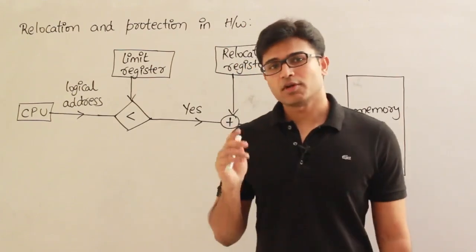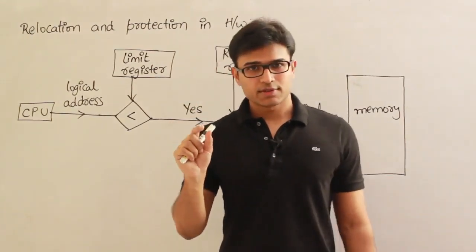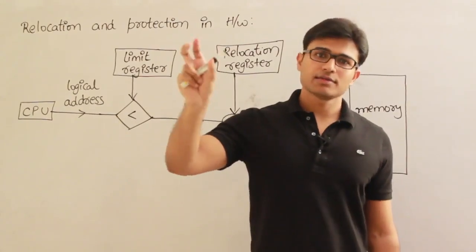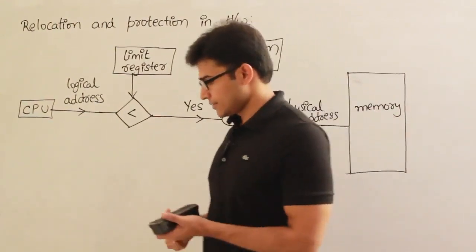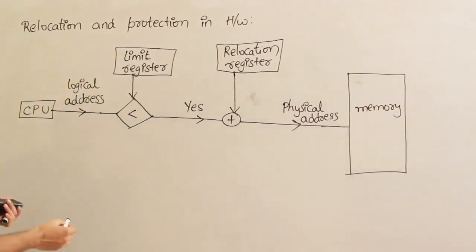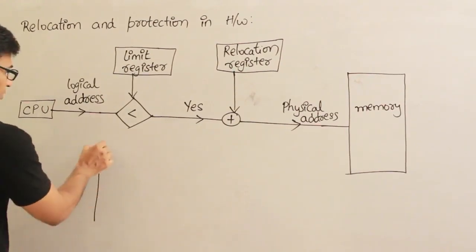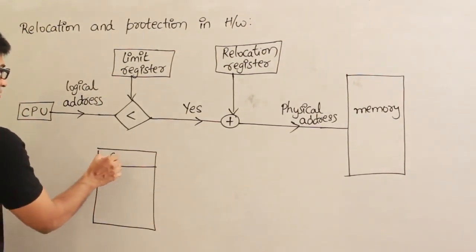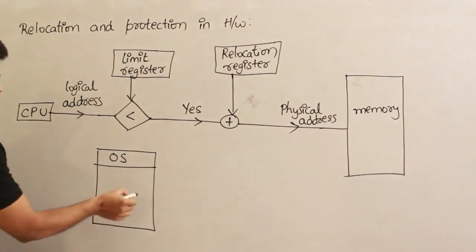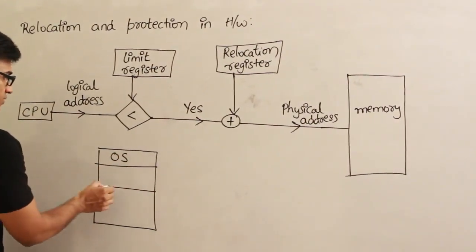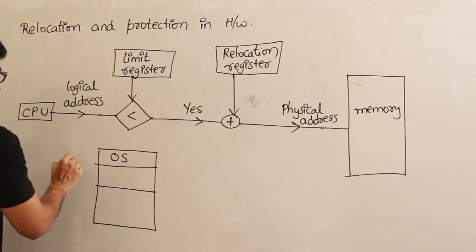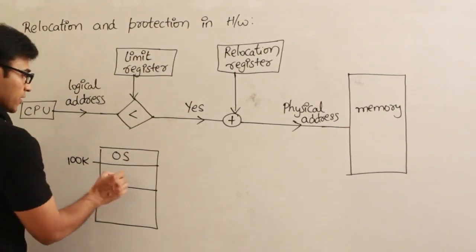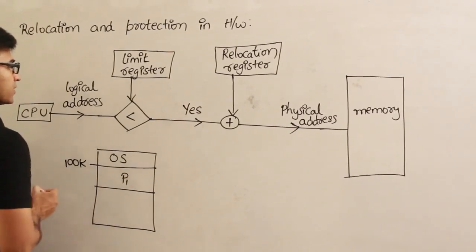The problem with this software approach is, if your process is going to be pulled out of memory and again it has to be reloaded at some other place, see what happens. I'll just take an example and show you. Assume that this is the user space, meaning wherever your processes are going to be loaded. This is the operating system and this is the user space. Let us say the user space starts at address 100k. Now you have loaded a process P1 in this.